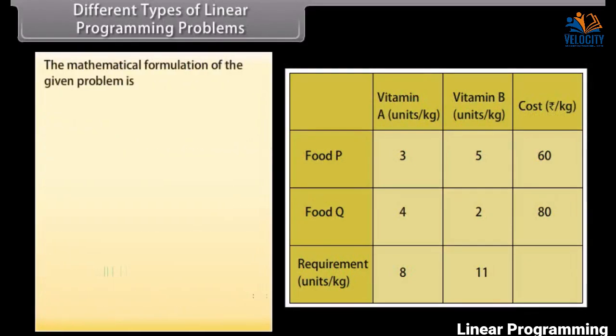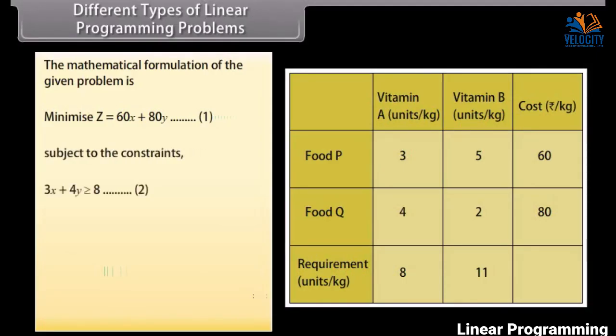The mathematical formulation of the given problem is: minimize Z = 60x + 80y. Mark it as equation 1. Subject to the constraints 3x + 4y ≥ 8. Mark it as equation 2. 5x + 2y ≥ 11. Mark it as equation 3. x, y ≥ 0. Mark it as equation 4.